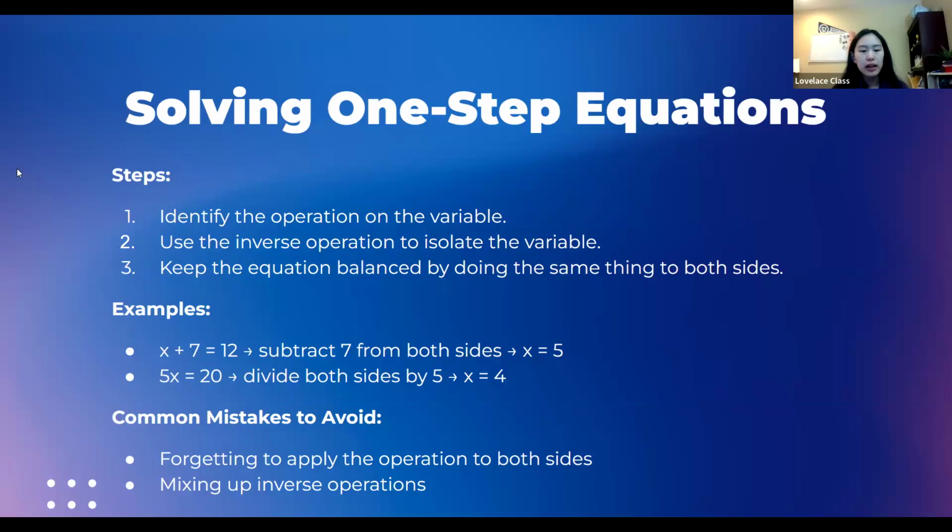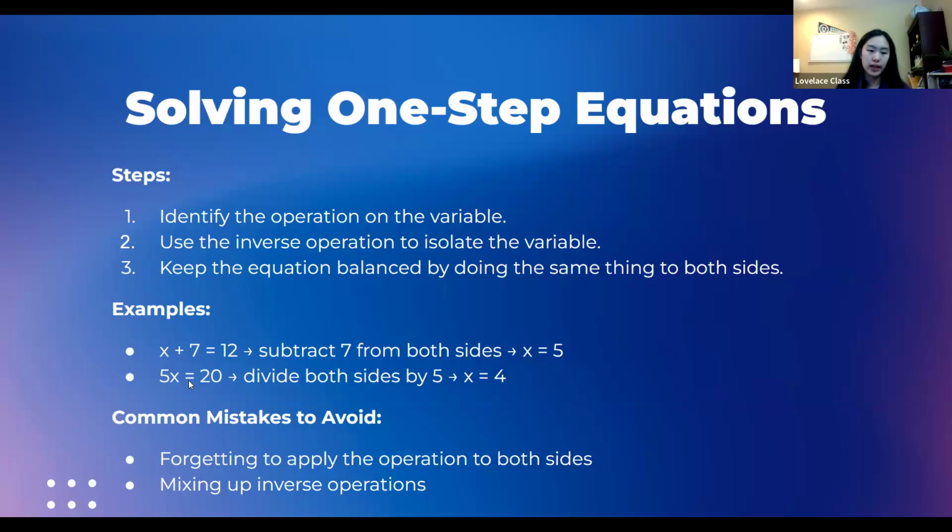For the second one, you have 5x equals 20. This is 5 times x, right? So the operation here is multiplication. How do we get rid of multiplication? Well, in order to get rid of multiplication, you want to divide. The opposite of multiplication is division. So we want to divide both sides by 5.